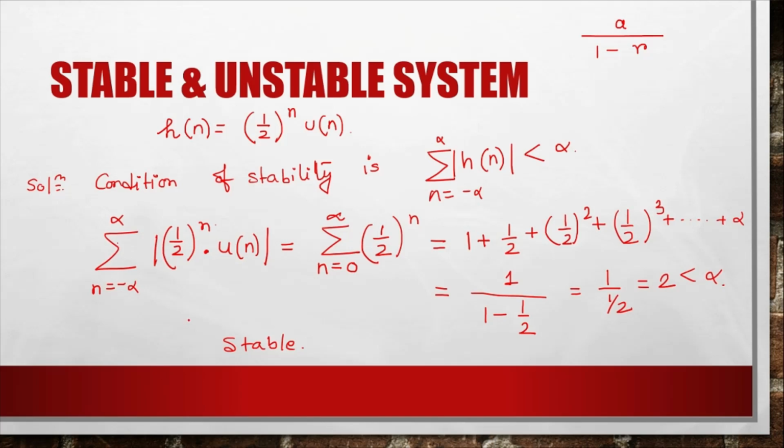Okay. So, in this way, if a system is given, we have to take the stability condition and put the impulse response of the system in the series, and identify what result it is giving. If the series gives you a value which is infinity, then the system will be unstable, otherwise the system will be stable.